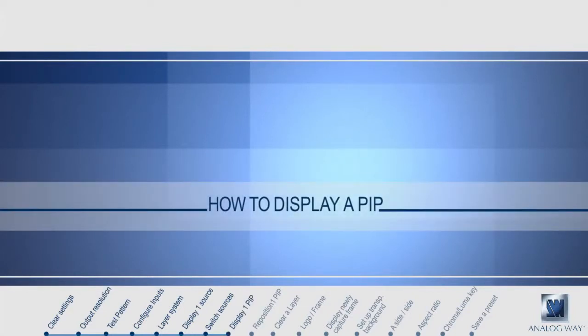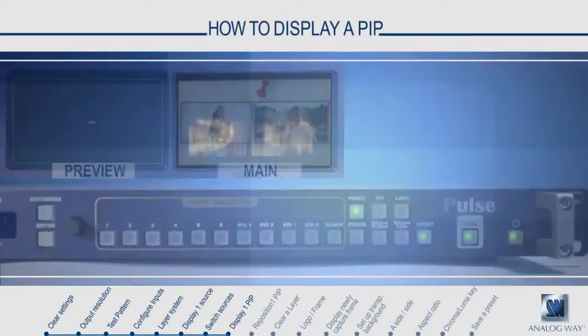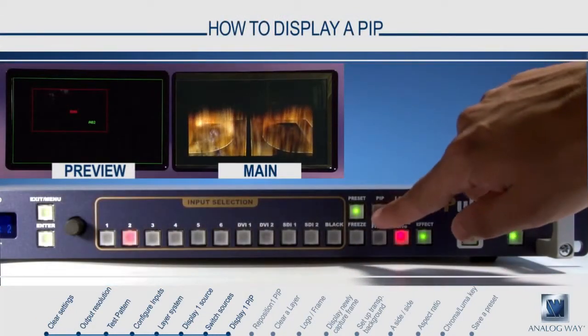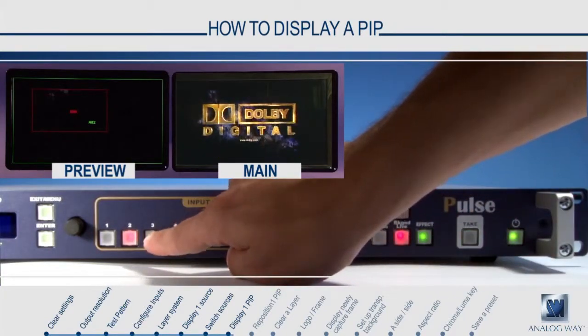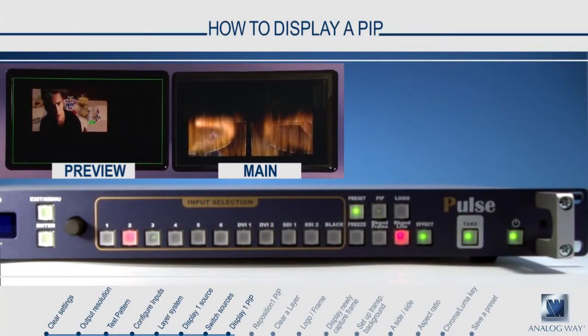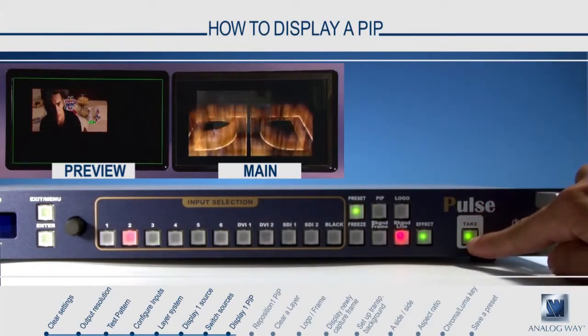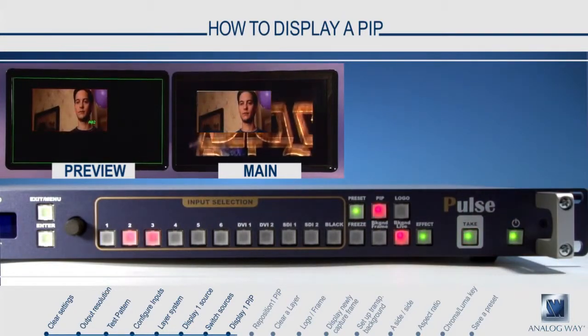How to display a PIP. First, select the PIP layer. Then, select a source you wish to see in the PIP. Press Take to transition the PIP to the main screen.